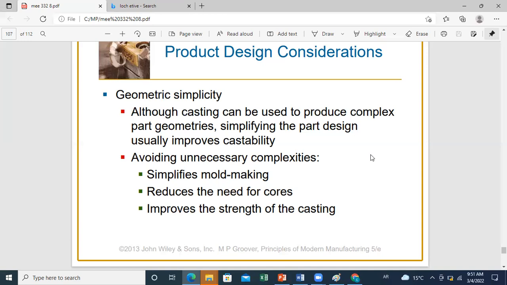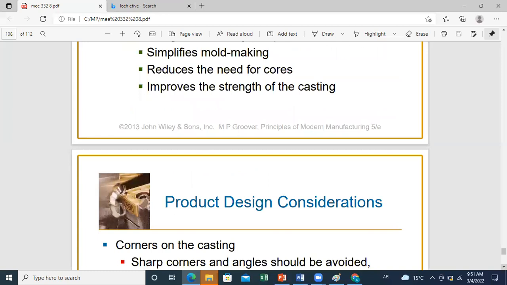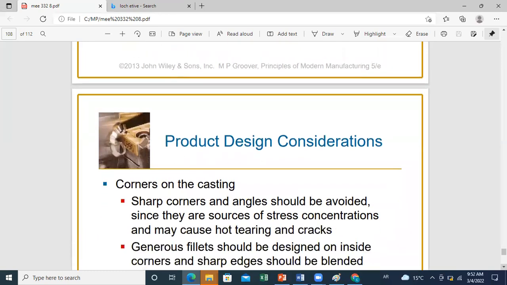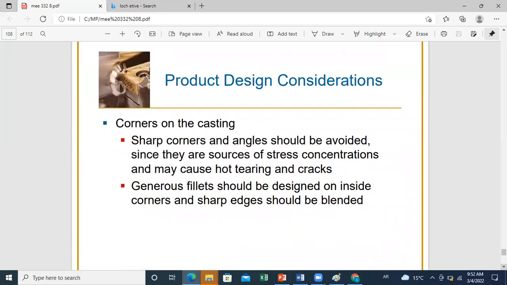Sometimes we can then use a permanent molding process instead of expandable, so it will have lower costs. We can sometimes reduce the need for cores if we make some modifications, as we'll see together. We can also improve the strength of the casting. Let us see some of these product design considerations.